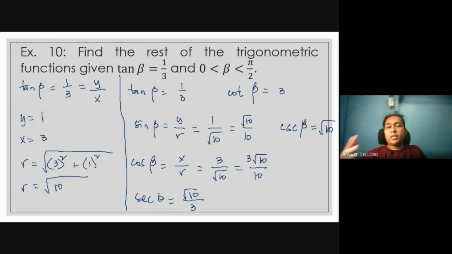So, kayo na lang bahala mag-decide kung ano yung gagamitin ninyong solution if you are asked to determine the 6 trigonometric functions given a particular condition. Okay? So, you may use the identities or you may use the concept that we have discussed in the circular functions. Okay? So, again, if you have any questions, feel free to comment down below, or you may simply ask your teachers about these concepts. Okay? More examples will be given during the synchronous sessions.